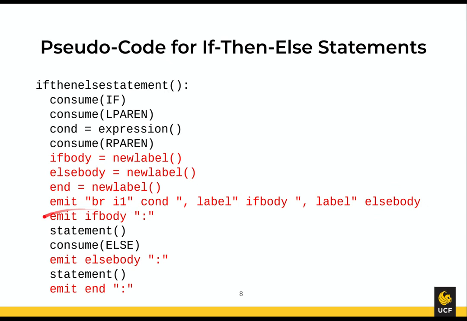So we emit the label for our if body, emit the code for the statement, because when you call statement, that's going to emit all the code that you need for that statement. We're going to consume this else token here, emit the label for our else body, and then just recursively call the statement function that emits code for whatever happens to be the contents of the else branch. And finally, just like before, we emit a label representing the next instruction after the if statement.